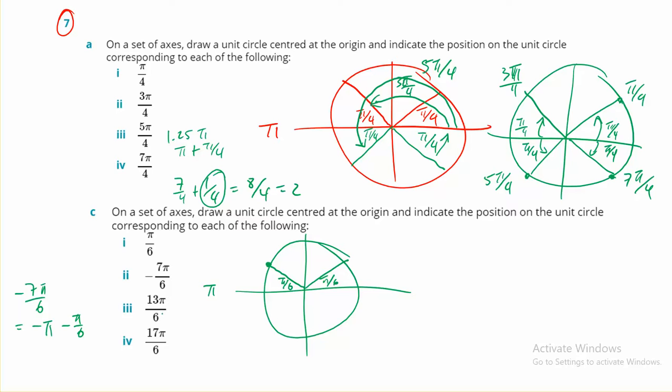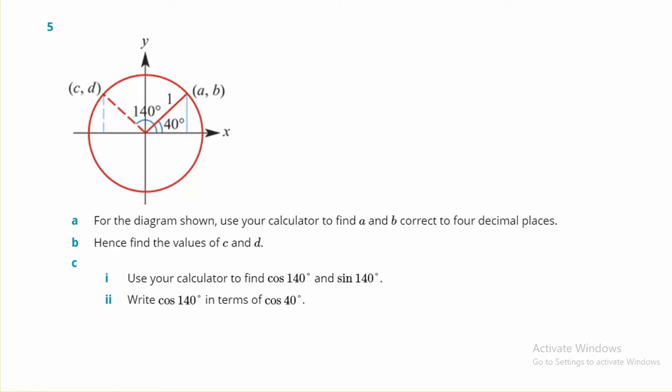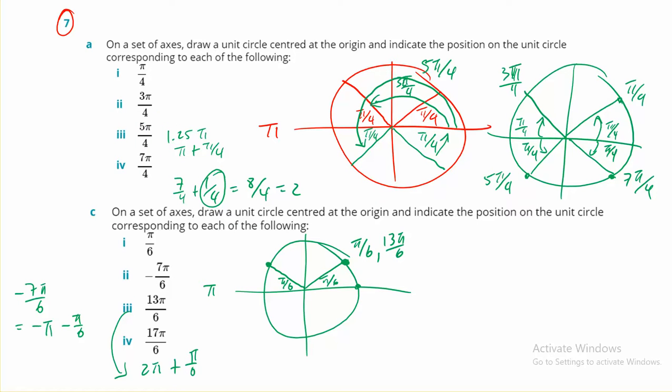13 pi over 6. Well, how many 6s can you fit into 13? If I write this as a mixed number, 6 goes into 13 twice, so 2 pi, and we're left with 1 over 6, or 1 pi over 6. Because this is a positive angle, if I go forwards 2 pi, so I'm in this position, I can add 1/6. So I'm exactly here. So this is both pi over 6 and 13 pi over 6, the equivalent angles, or the equivalent positions on the unit circle.